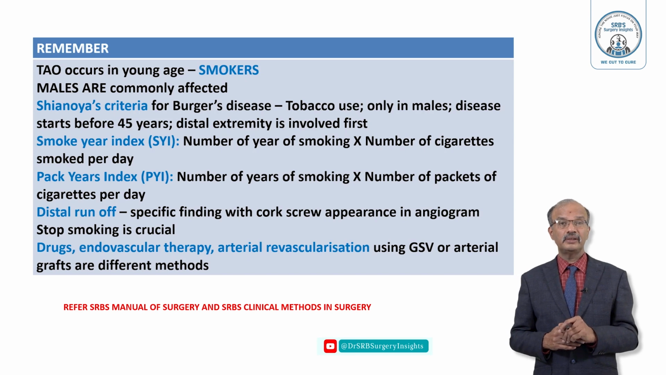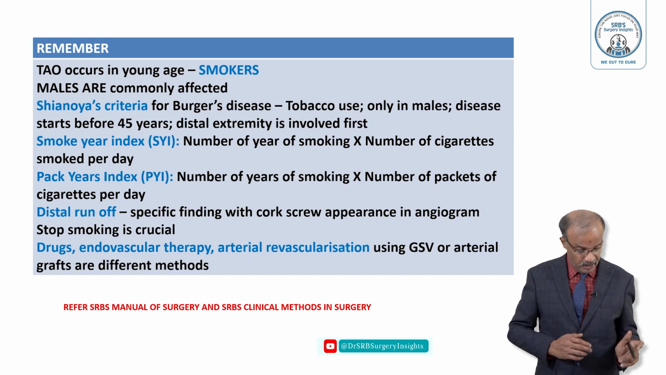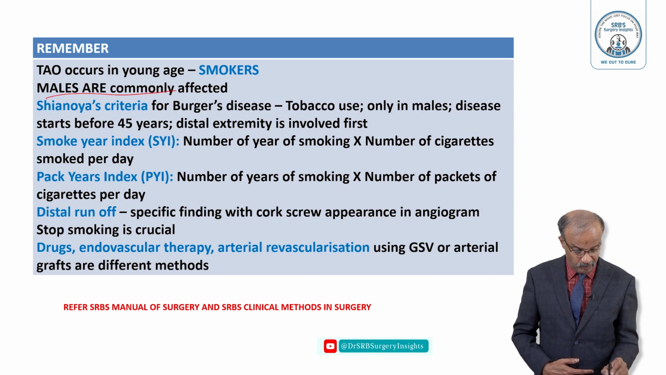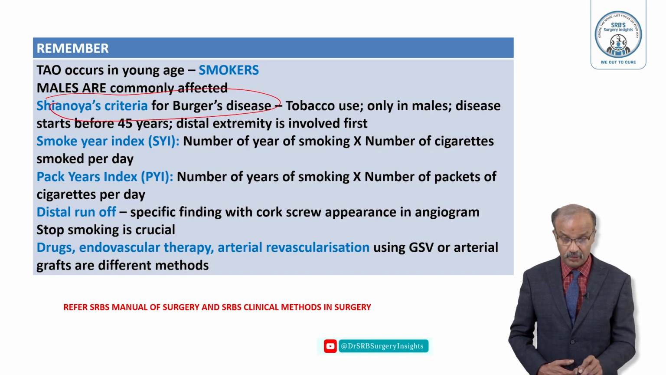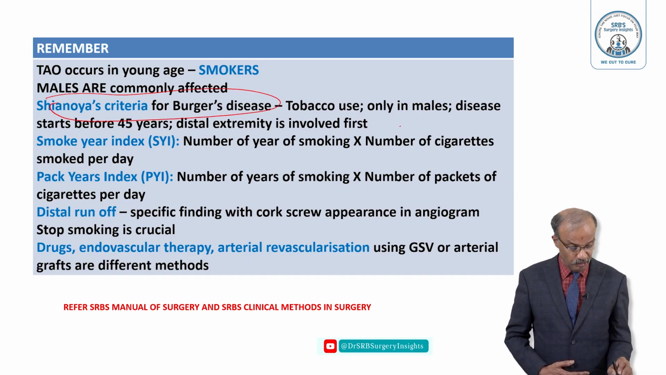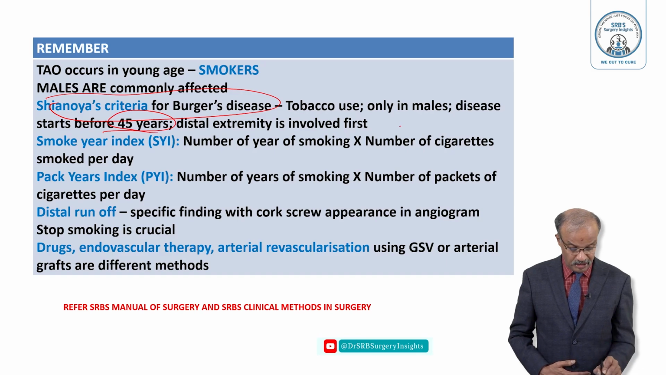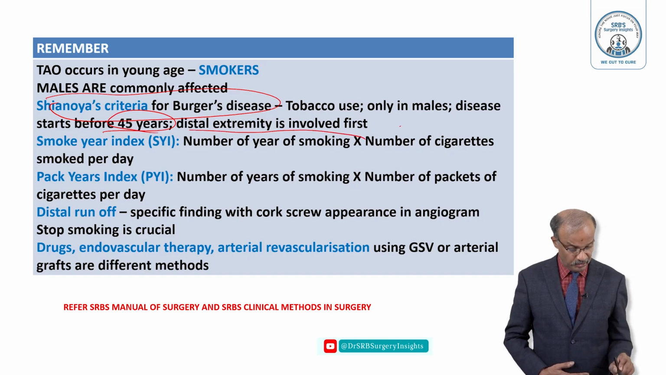And smoking is the most important thing. And the Shionoya classification for Buerger's disease is another classification. Tobacco use, only males. Disease starts before 45 years. I already told. Distal pulsation is not lost first. Already told all these things.